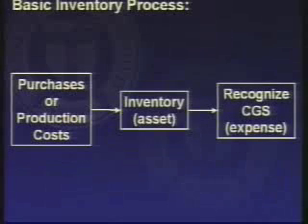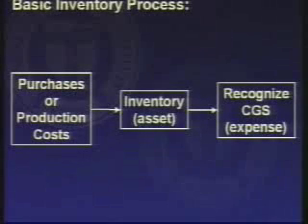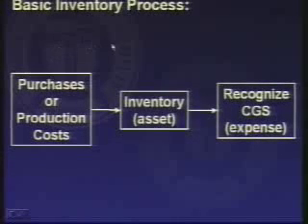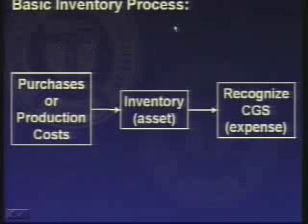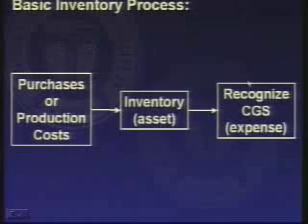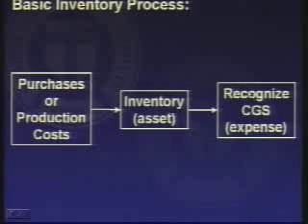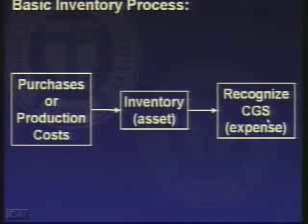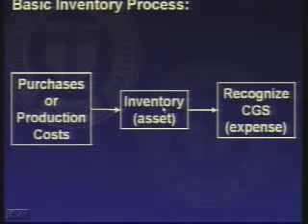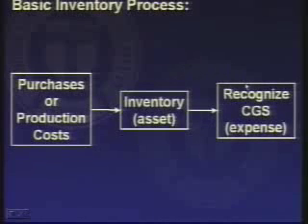First of all, the basic model for inventory. If you go to the computer screen for a second, please. Our basic model: we purchase items, we capitalize those items into an asset called inventory, and then subsequently that asset becomes an expense on the income statement called cost of goods sold. Now, when do we recognize that expense again?